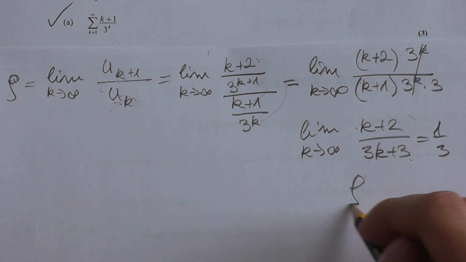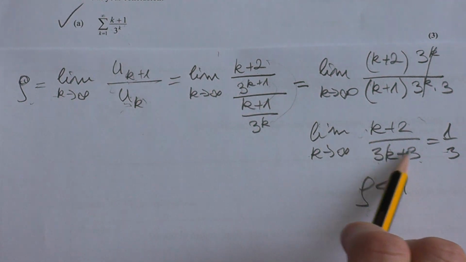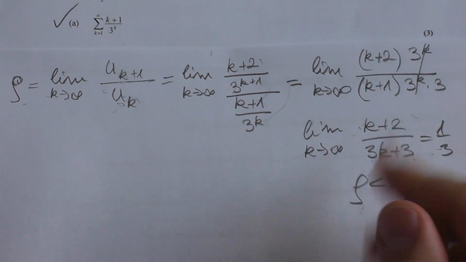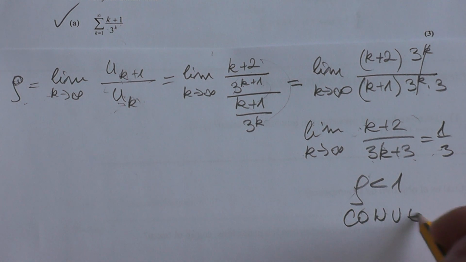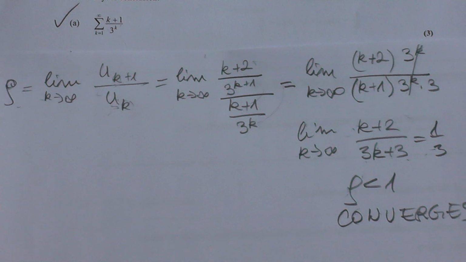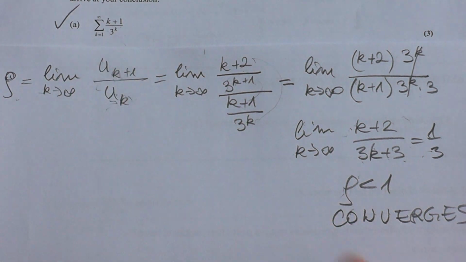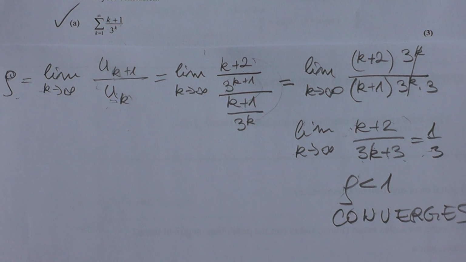The rule says that when rho is smaller than 1, and in this case it is, because rho is 1/3, then the series converges. Hence, the answer to this problem is that we have proven that the series converges by the ratio test.